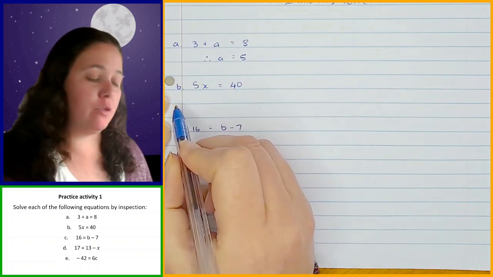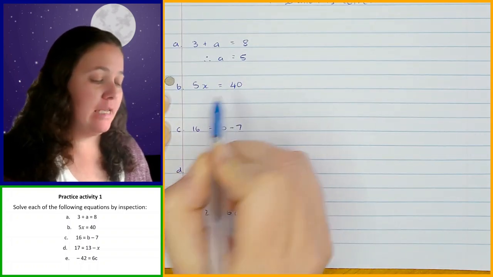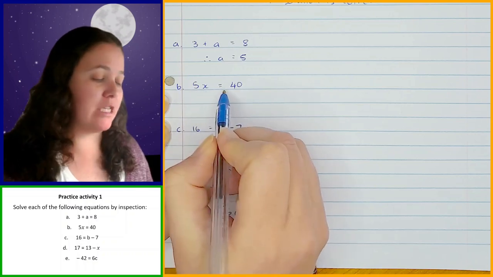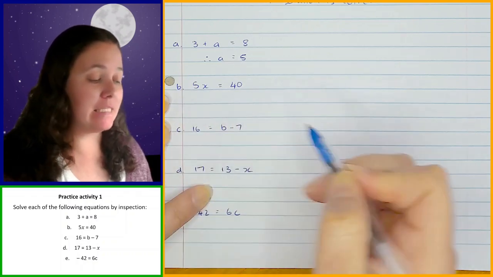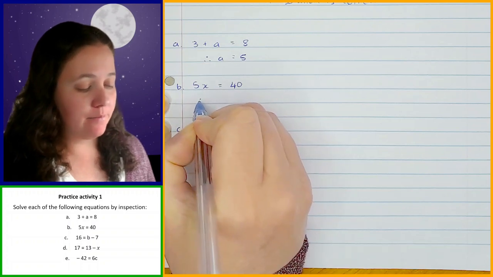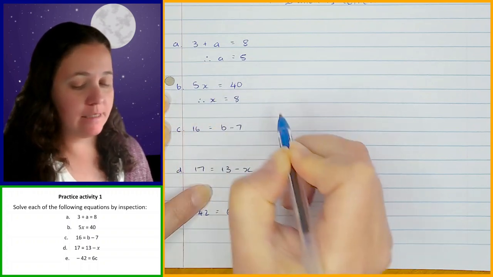Okay, question b, we've got 5x equals 40. 5 times what must give me 40? 5 times 8 is equal to 40. So that means that x is equal to 8.